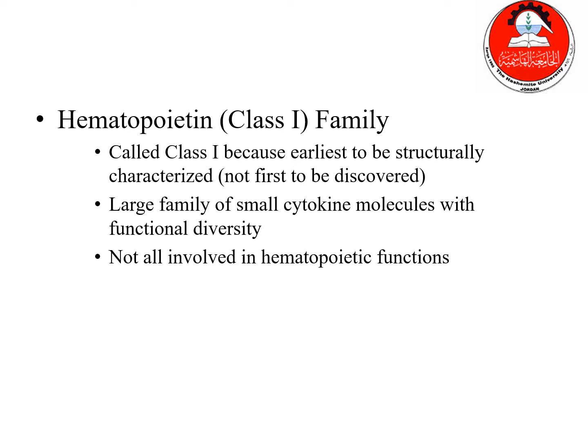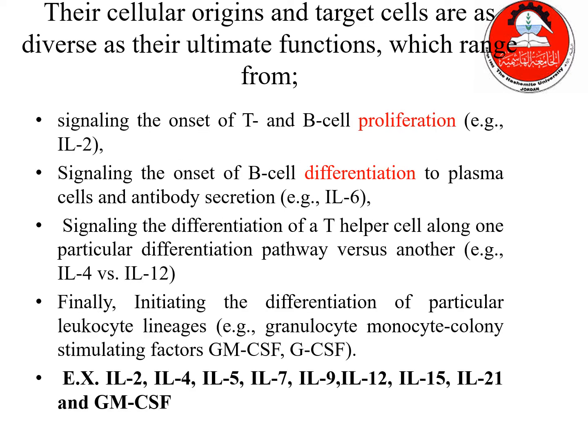A large family of small cytokine molecules with functional diversity. Not all are involved in hematopoietic function. So their cellular origin and target cells are as diverse as their ultimate function, which range from signaling the onset of T and B cell proliferation. Here we're talking about interleukin 2. Interleukin 2 functions in T and B cell proliferation, signaling the onset of B cell differentiation to plasma cell and antibody secretion.